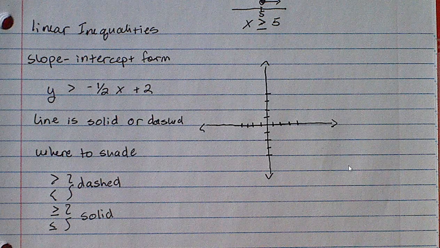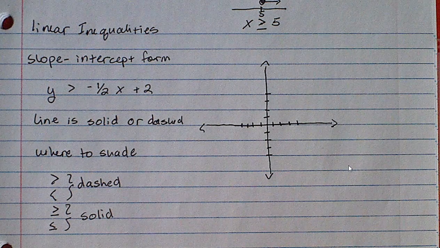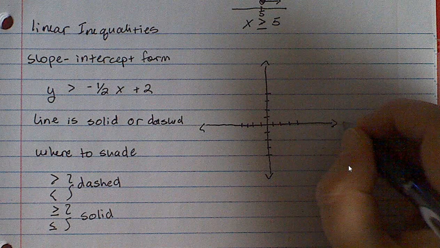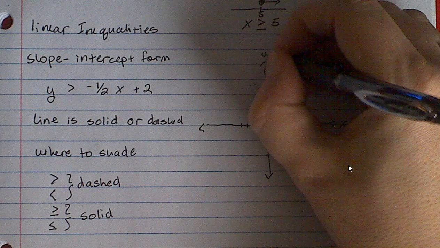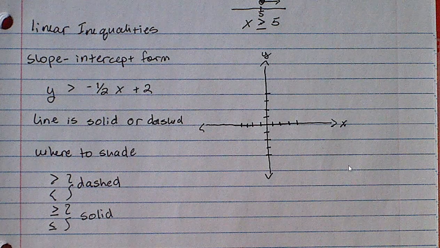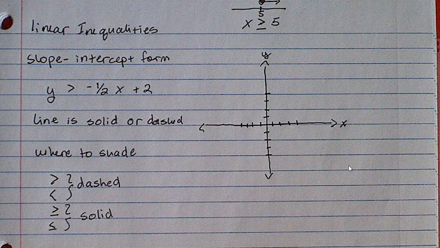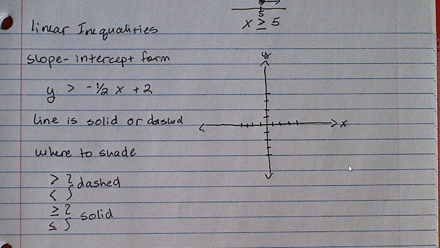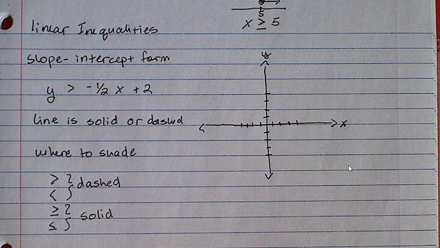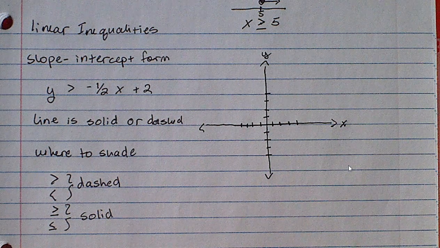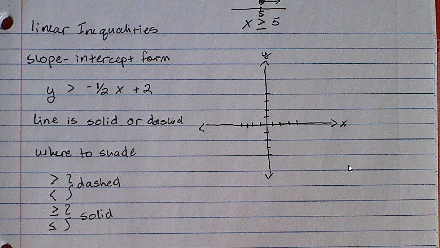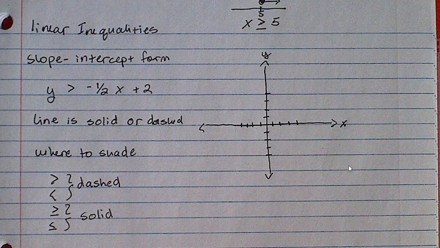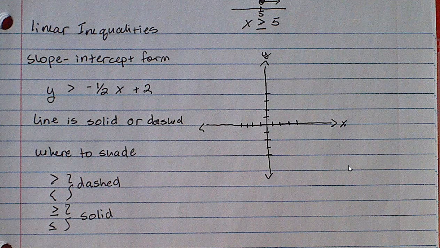Okay? So I just kind of roughed in an xy coordinate plane. I'm going to mark my axes here, x and y. Now, I'm going to graph this as if it was a normal line to start. So the first thing I'm going to do is find out where my y-intercept is. If it were y equals negative 1/2 x plus 2, where would my y-intercept be?